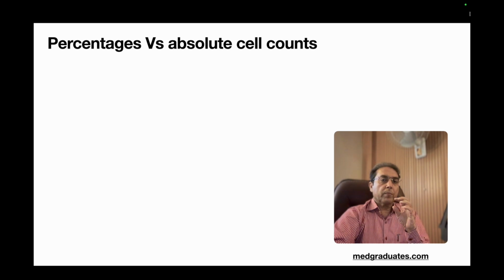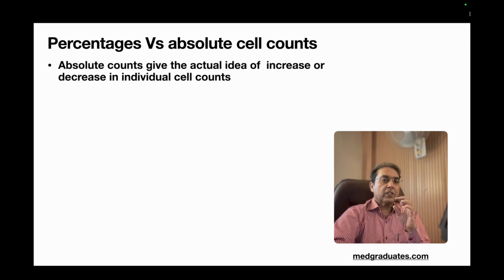Then in some reports we see percentages and absolute counts. Absolute counts are more important. They give us a fair idea of what the actual situation is. Are the numbers increased or not increased? We cannot rely on percentages.